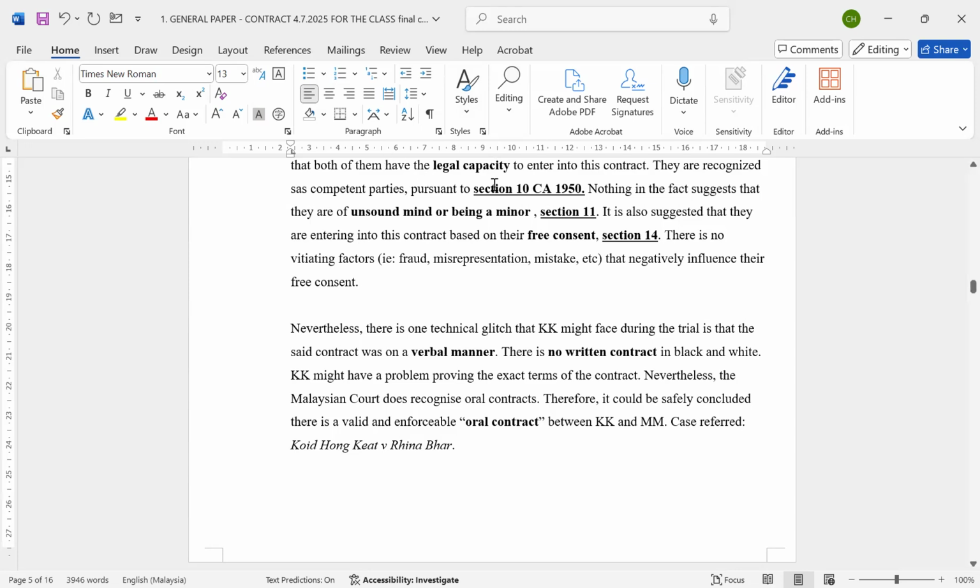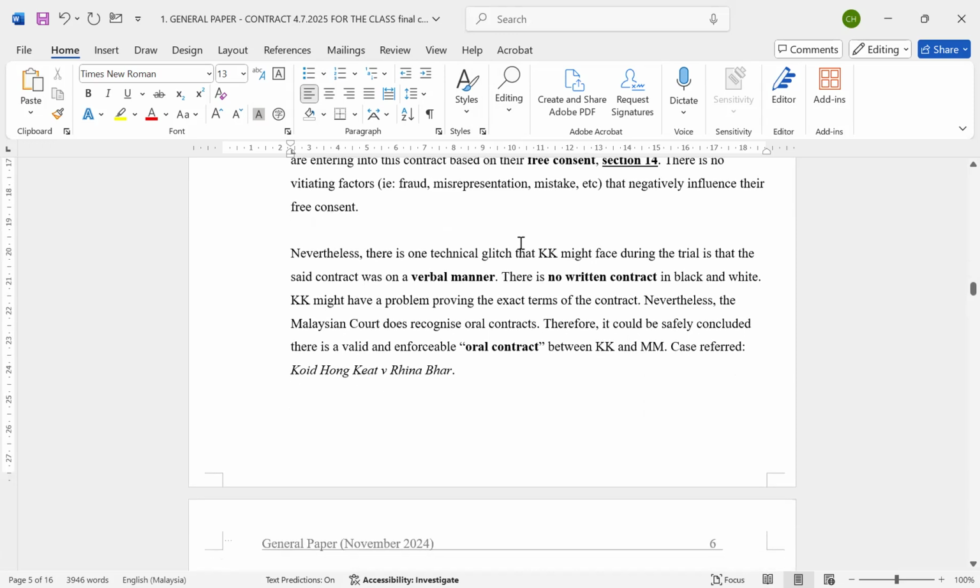So free consent, you refer to section 14. Then you conclude that there is no vitiating factor. Because if there is any vitiating factor, it will cause the contract to be voidable from the beginning at the option of the person that is innocent. Okay, you get what I mean?